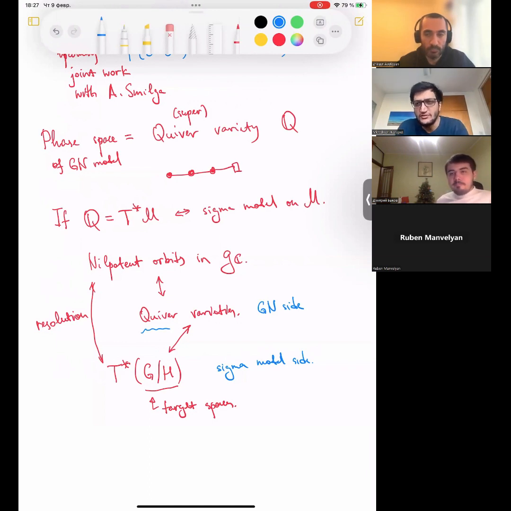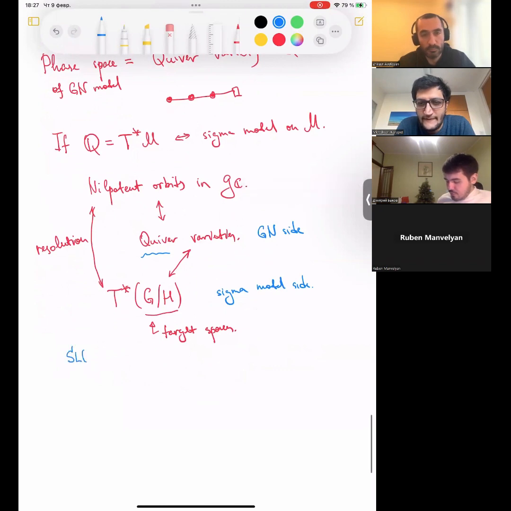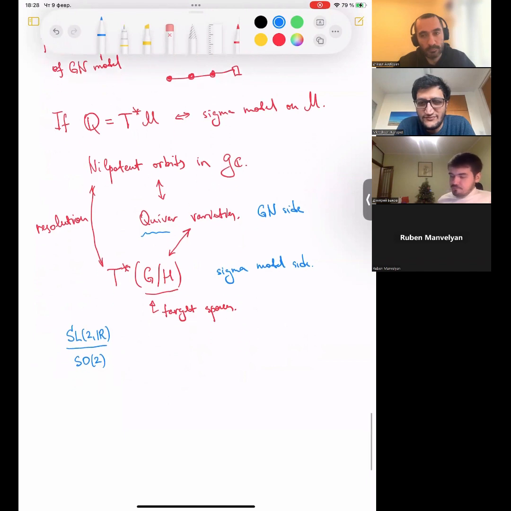So what are you referring to? This dimensional reduction of gravity, like from 4D to 2D, or what? Yeah, from 4D to 2D, but I think it also works from higher dimensions. So if you do from 4D to 2D, you get an SL2R over SO2 target space, which is a Lobachevsky plane, which is a complex one-dimensional variety. If you put gravity plus matter plus vector fields, you get something like projective space, but SU(n-1,1) over SU(n-1) times U1.